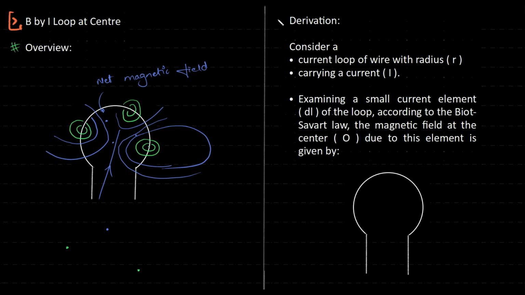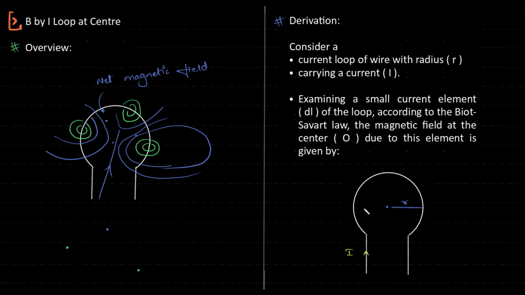Okay, guys. Now let's look at the magnitude aspect. Let's look at the strength. So let's consider a current loop of wire with radius r. So here the radius is r. That's your center. Next, carrying a current of I. So this is I.